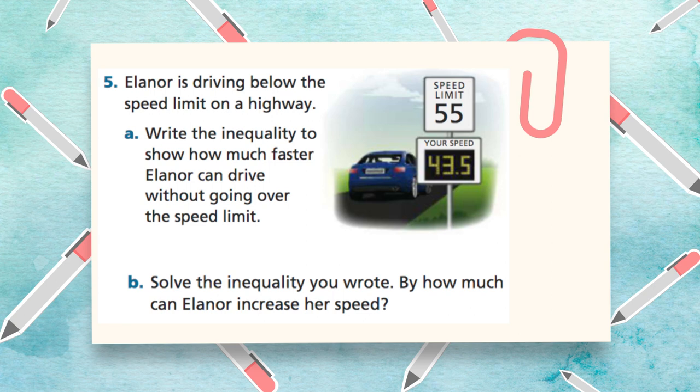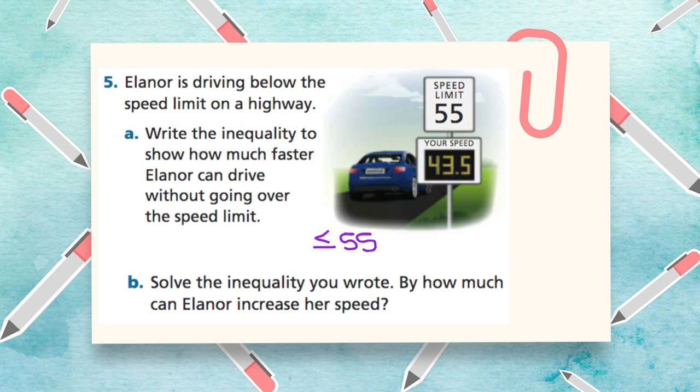All right, let's start with the inequality. What does a speed limit tell us? How fast you can go. Right. So less than or equal to. Eleanor's speed has to be less than or equal to the 55.